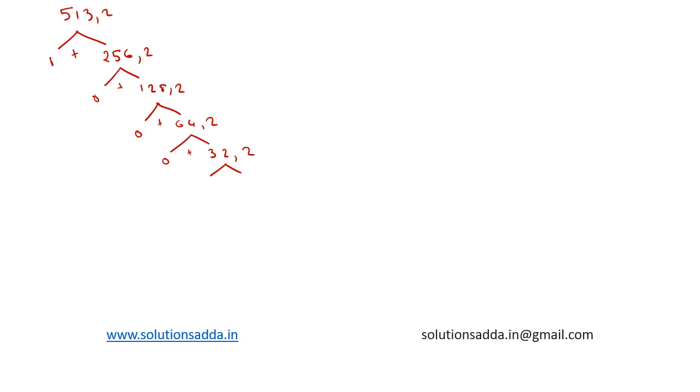half of 32 is 16, and 32 mod 2 is 0 plus 16, 2. Then again calling, 16 mod 2 is 0 plus half of 16, which is 8, 2. Again recursively calling, 8 mod 2 is 0 plus half of 8, which is 4, 2. Recursively calling, 4 mod 2 is 0, half of 4 is 2. Again recursively calling, 2 mod 2 is 0, half of 2 is 1. Recursively calling, 1, 2. 1 mod 2 is 1, and half of 1 gives 0, and we call 0, 2.